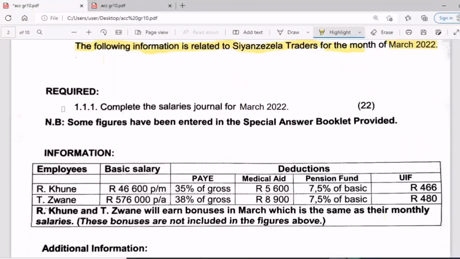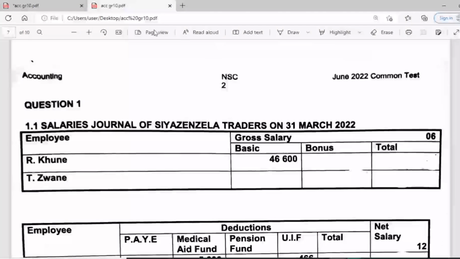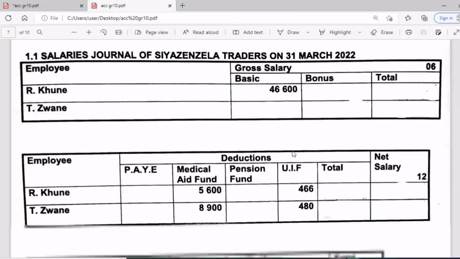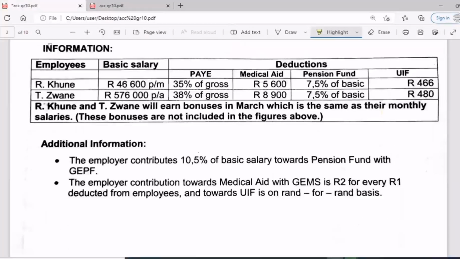Required 1.1.1: complete the salaries journal for March 2022, and that is for 22 marks. Note, some figures have been entered in the special answer booklet provided. So we do have the answer booklet. As you can see here, some of the figures have already been entered in the booklet. Now let us read the information provided to us.